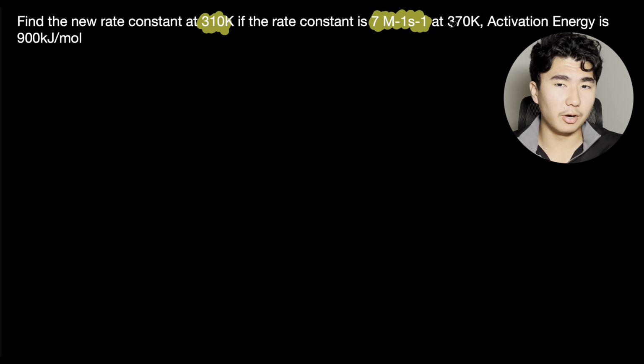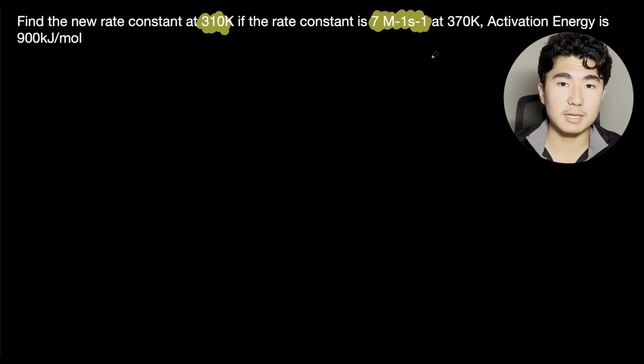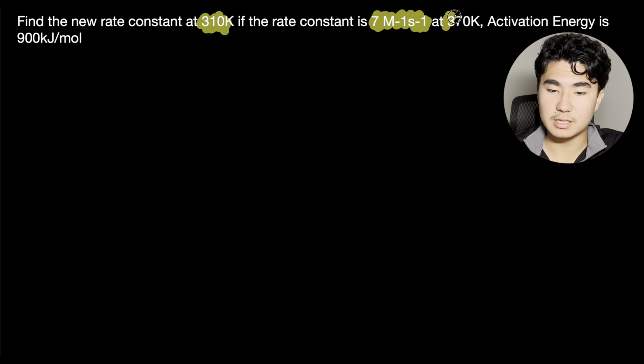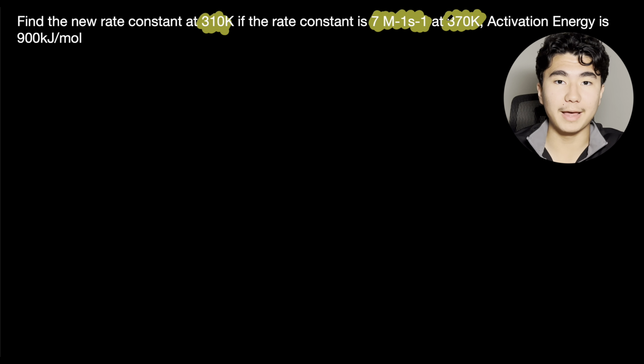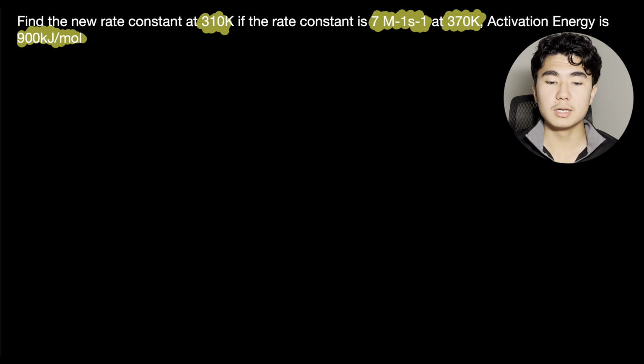I don't think we need to know that, but it's good to know that those specific units correlate to second order. So it's good to keep that in the back of your head. And it's at 370 Kelvin, so that's our temperature for that rate constant. And then it says the activation energy is 900 kilojoules per mole. So all of that information is very useful.